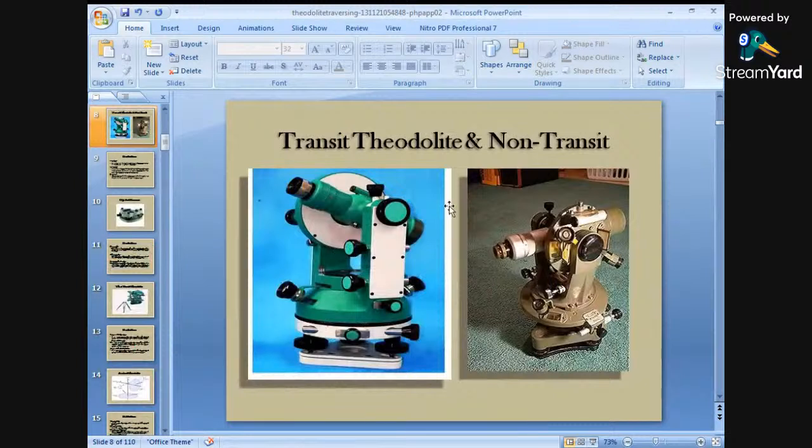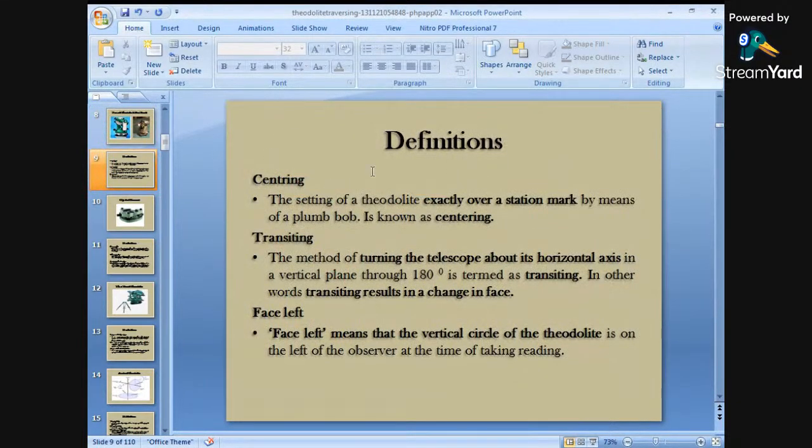This is a picture of your transit theodolite and a non-transit theodolite. The left one is your transit theodolite, and the right one is your non-transit theodolite. After that, some of the definitions which are important while you're performing your theodolite traversing.